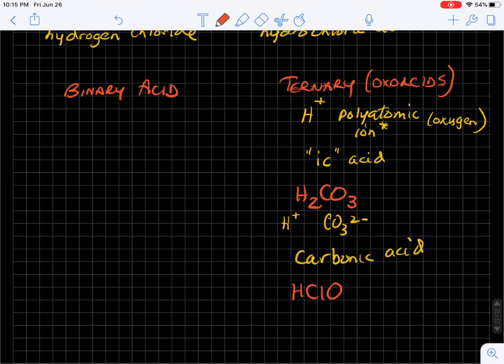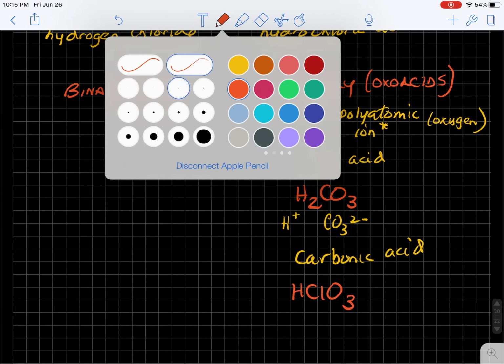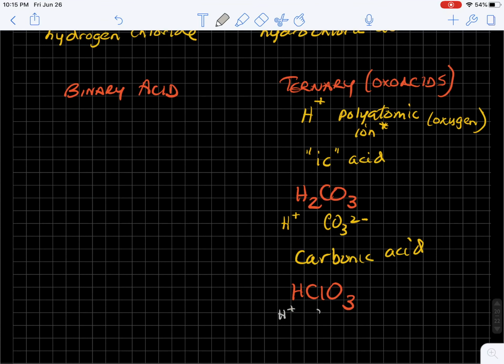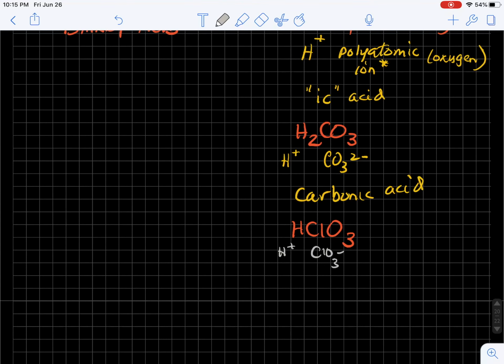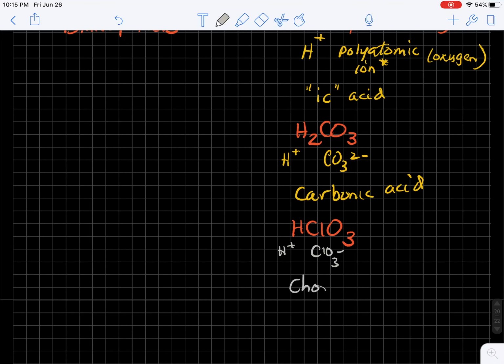If we had HClO3, well, that comes from H+, and it also has chlorate, ClO3 with a negative charge. Why does that keep happening? Because I'm left-handed and I lean against the tablet. I know why it happens. But anyway, I'm going to act surprised, I guess, every time it happens. So this comes from the polyatomic ion chlorate. So we're just going to call this compound chloric. Get rid of the ate, add ic, chloric acid.